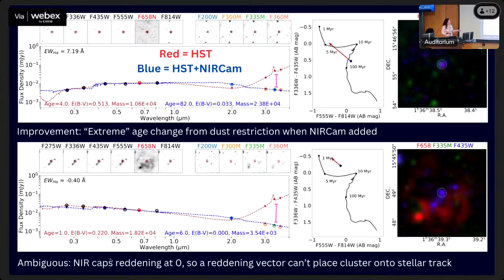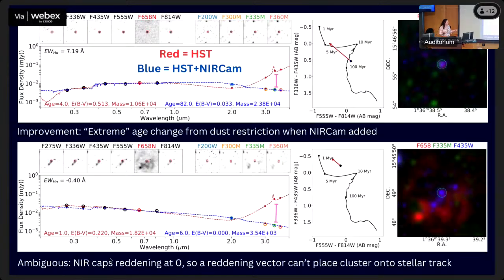But one thing that's interesting is that there's no hot dust, and it is right here in the middle of this track. So if you add reddening, it doesn't have a lot of reddening. It may have some foreground reddening, but it's unlikely to have a lot. So how does it get to this track?